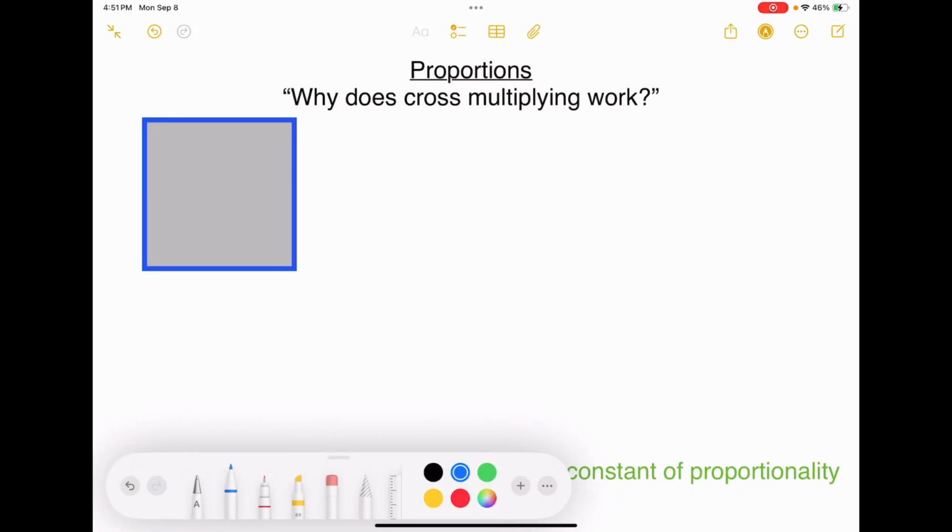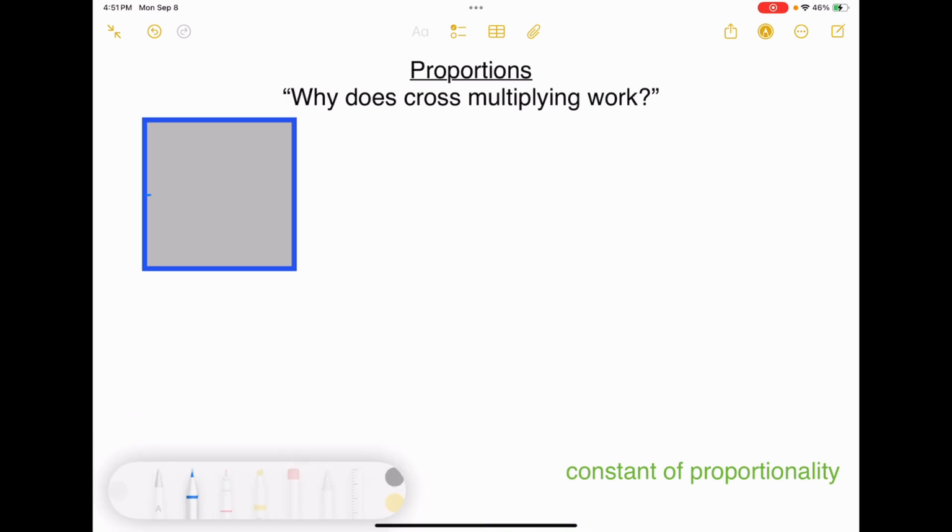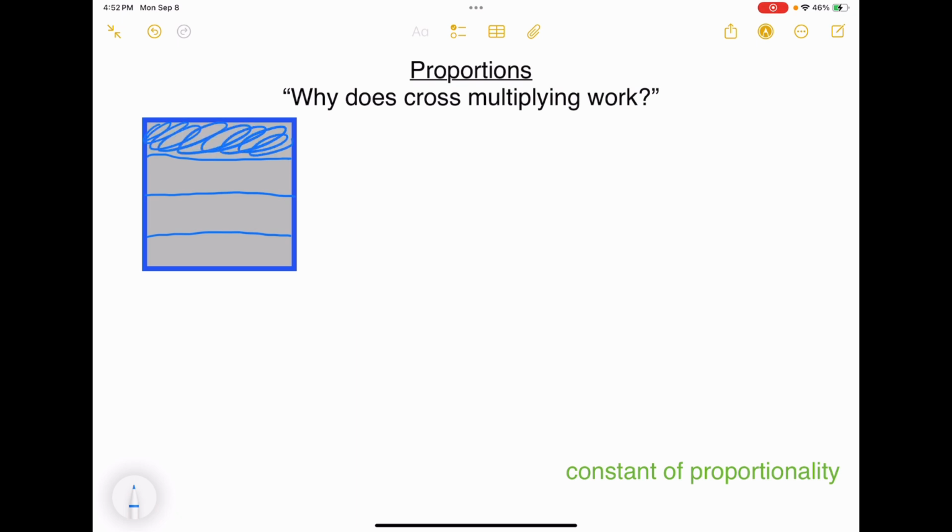Okay, let's talk about proportions and cross multiplying. I want to give us a good visual representation of what's going on. So let's take a square and cut it into 4 equal pieces, and let's shade in 1 out of those 4. Okay, so that is a way of writing 1/4.